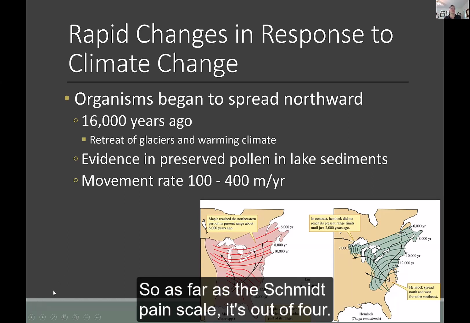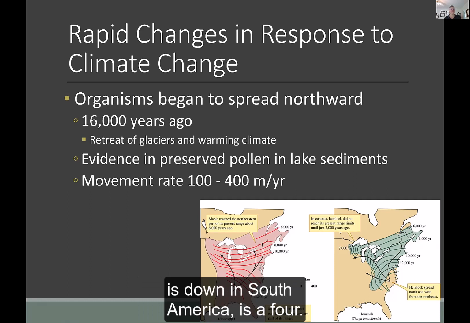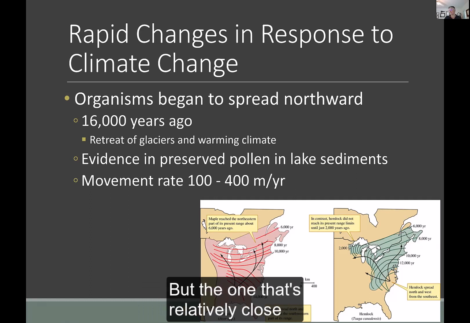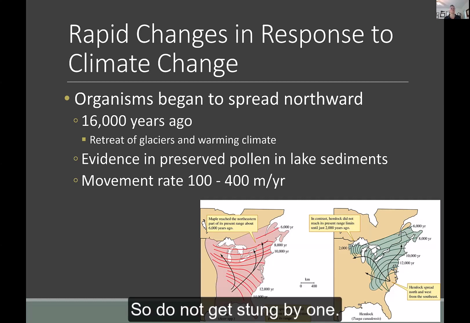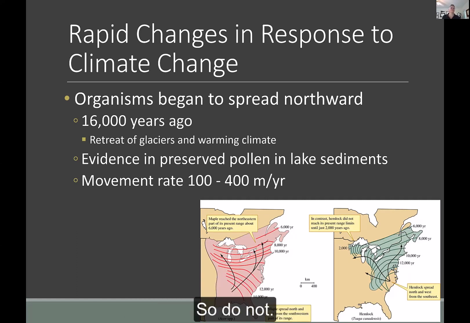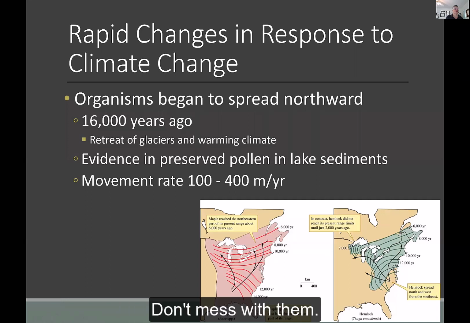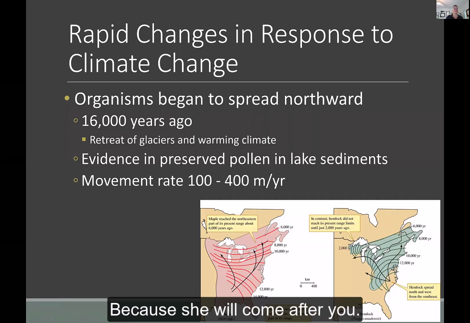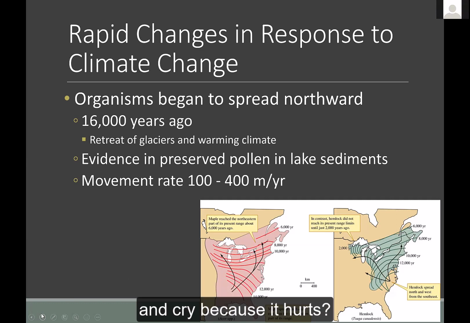So as far as the Schmidt pain scale, it's at a 4. The bullet ant, which is the worst, down in South America, is a 4. But the one that's relatively close is the tarantula hawk that we have here in Texas. So do not get stung by one because your whole arm would go numb. If you see them, they're pretty. Don't mess with them because she will come after you. And that's the scale where it says like just sit down and cry because it hurts.